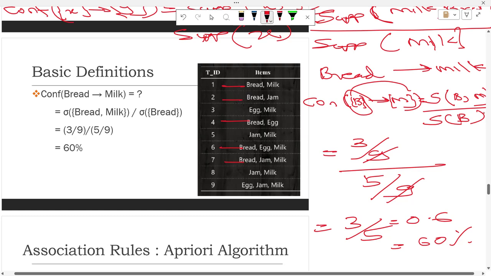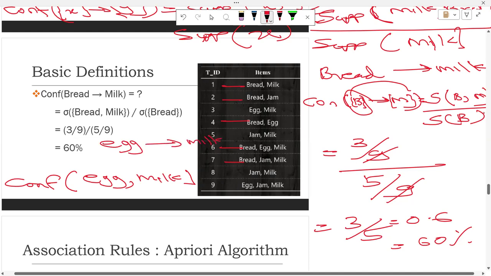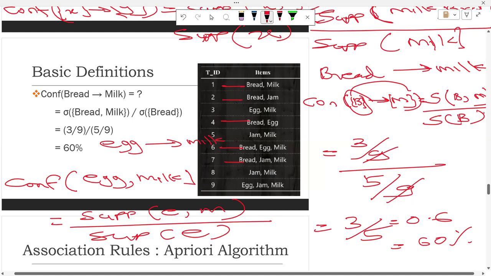Now tell me, I need to find the confidence of egg and milk. There is an association rule: egg implies milk. For that, I need to find the support of egg and milk divided by the support of egg.